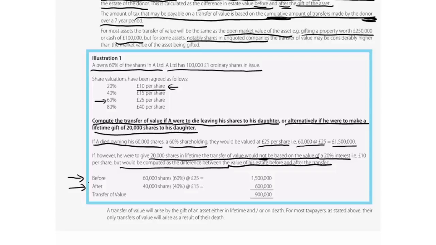Before the transfer, 60,000 shares, which we know to be a 60% interest in the company, and to have a price of £25 per share. There it is. After the transfer, well, 60,000, he gives away 20,000, he owns 40,000 shares. Well, that will represent a 40% interest. Now, whereas a 60% interest was valued at £25 a share, a 40% interest is valued there at £15 per share.